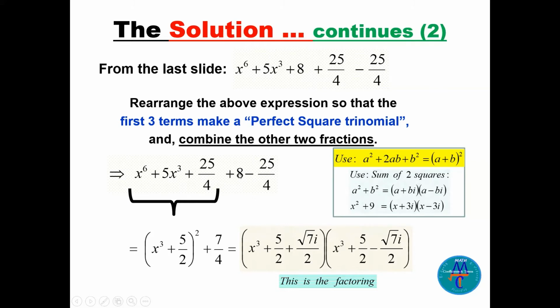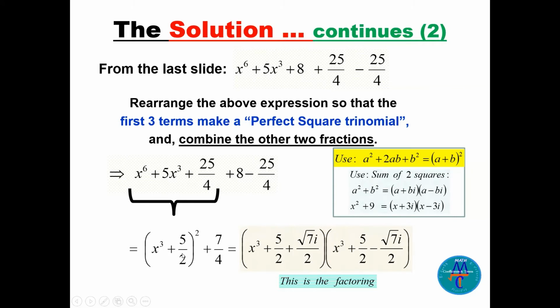Now we can add plus 8 and minus 25 over 4. The LCD is 4, so it will be 7 over 4. Now, this is a sum of 2 numbers, so this is a squared plus b squared. This is a sum of 2 squares. So we can factor it as a product of 2 binomials with complex numbers, a plus bi times a minus bi. Similar to this example, x squared plus 9 will be x plus 3i times x minus 3i.